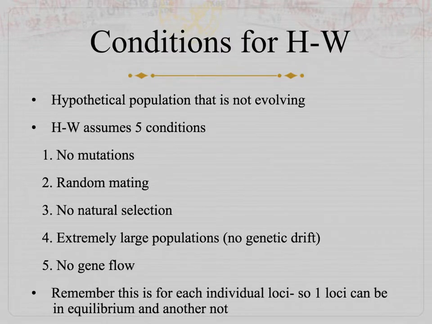So here are those conditions, again, that are necessary for Hardy-Weinberg to be true. There cannot be any mutations. It assumes random mating, so there can't be any mate selection. There's no natural selection occurring. There has to be a large population, which is what we're going to try to model in our spreadsheet. So there can't be any genetic drift towards one allele or the other. And then there can't be any gene flow, no movement in and out of the population.